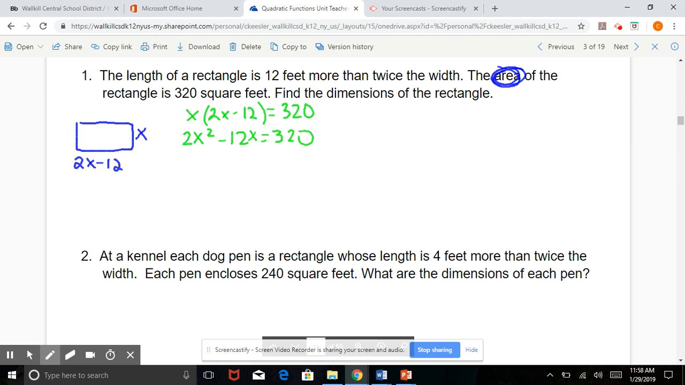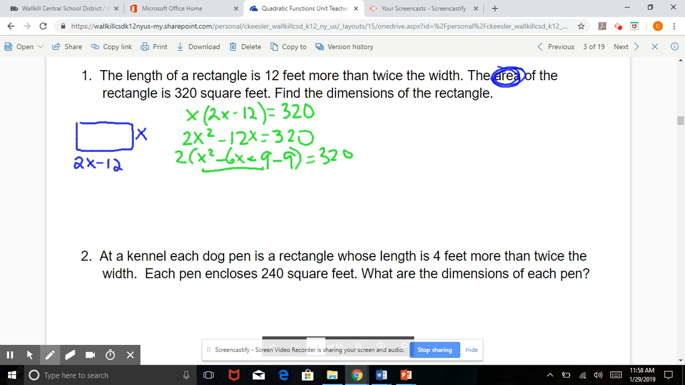I'm going to think about it here. Do I want to factor or do I want to complete the square? I have negative 12 in the middle. Looks like it's going to be easy to complete the square, so I'm going to go through that process. Factor out the 2. I'm left with x squared minus 6x. And then half of negative 6 is positive 3 squared, which is positive 9. Subtract the 9 and add it, equals 320.